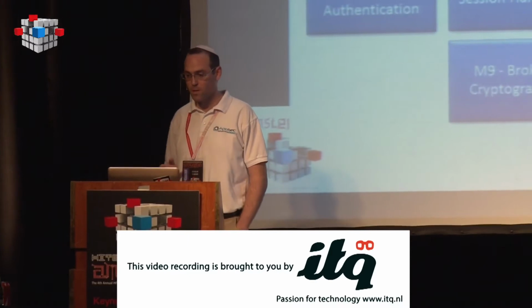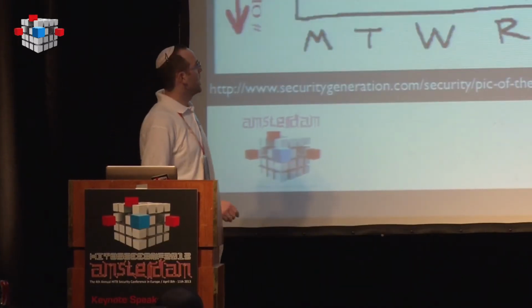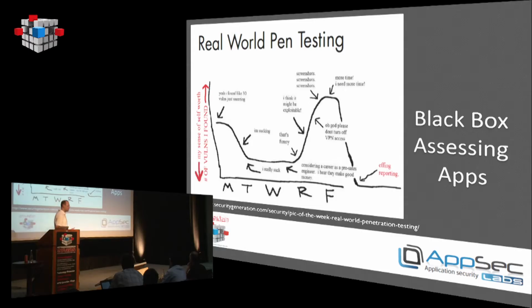We need some help. This graph represents the security assessor's moods and agony during the test. If he finds something, he's happy. If not, when he's writing the report, we are really bummed.